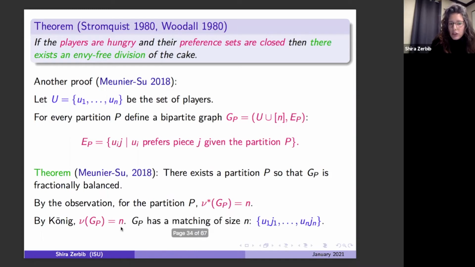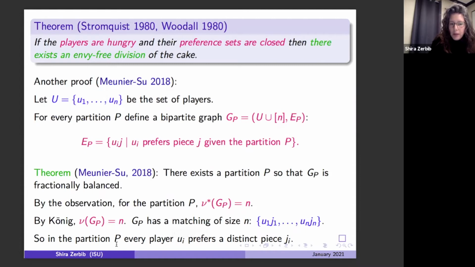So we have a matching of size n. G of P has a matching of size n: U1, J1, U2, J2, Un, Jn. But this means exactly that in the partition P, every player Ui prefers a distinct piece Ji. So this is an envy-free division of the cake into n pieces.